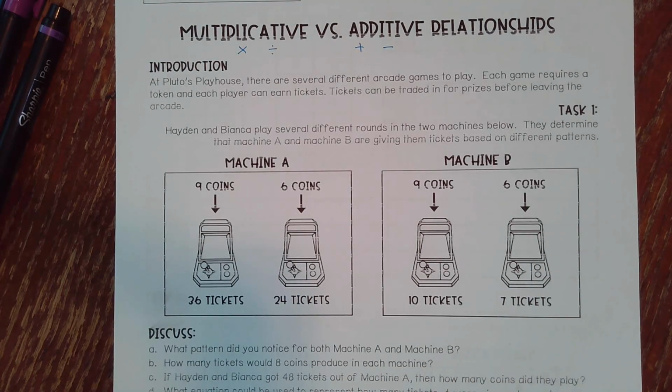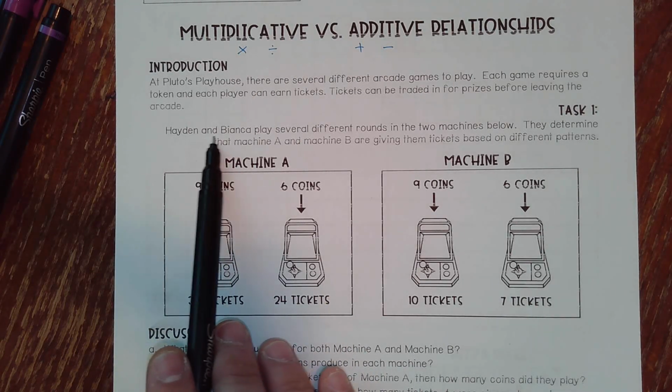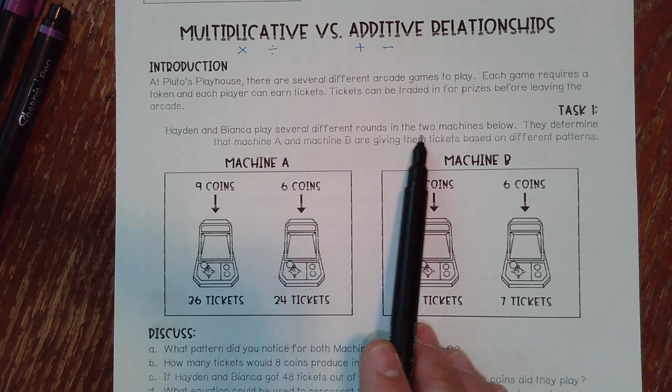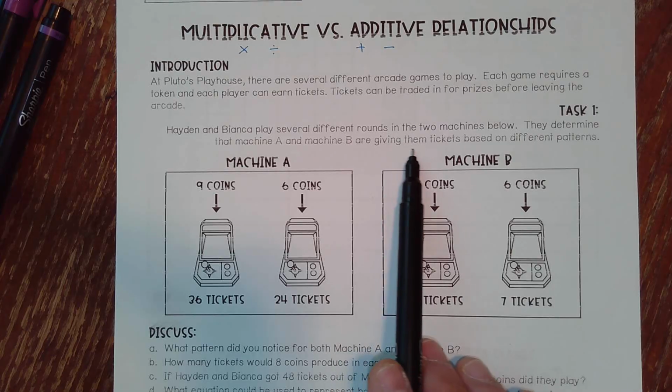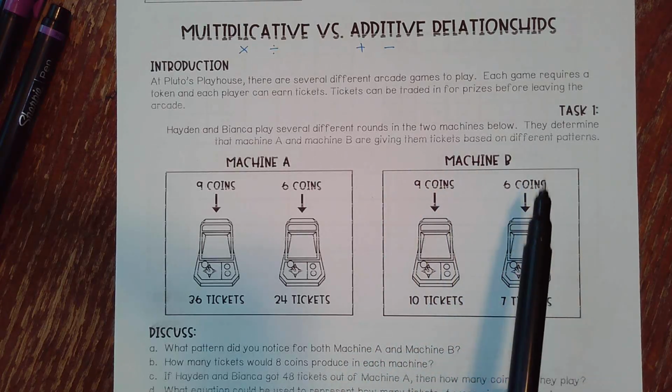So, let's read our little introduction here. It says Pluto's Playhouse. There are several different arcade games to play. Each game requires a token, and each player can earn tickets. Tickets can be traded in for prizes before leaving the arcade. Hayden and Bianca play several different rounds, and on the two machines below, they determine that Machine A and Machine B are giving them tickets based on different patterns.